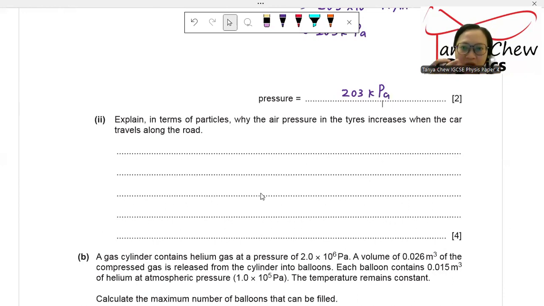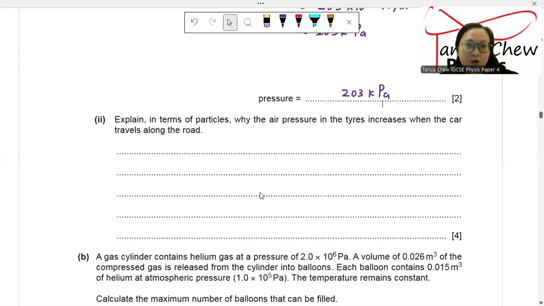Why? Because when the car tires are in contact with the road, the road is not smooth, definitely. This is not an ice rink, remember? So the road is not smooth. There is a frictional force between the surface of the tire and the surface of the road, which gives rise to heat. Due to the heating effect caused by the frictional force, the air particles inside the tire get the heat. When they gain the heat, they gain kinetic energy. They will move even faster, even more vigorously, and they will collide with the inner wall of the tire more often. That is why the air pressure increases.